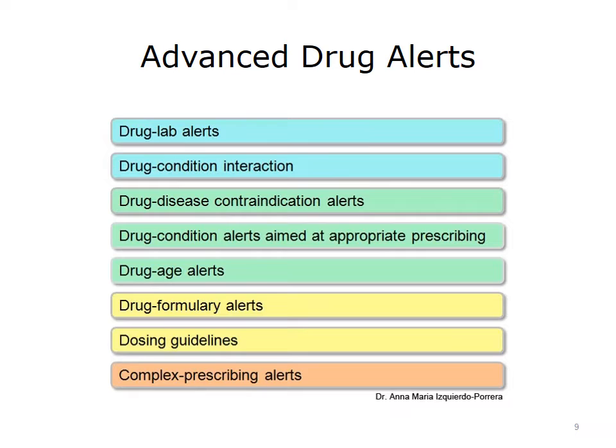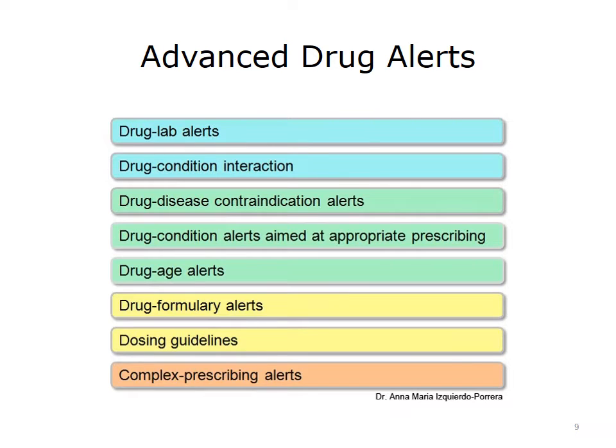Drug condition alerts aimed at appropriate prescribing are generated to encourage prescribing a certain drug in a specific clinical condition. Drug age alerts are generated to discourage prescribing of a certain drug in the elderly or in children. Drug formulary alerts are generated to notify the prescriber that a particular brand or drug is neither included nor recommended in the formulary at the prescribing location.